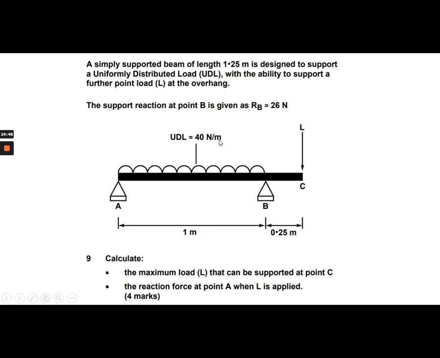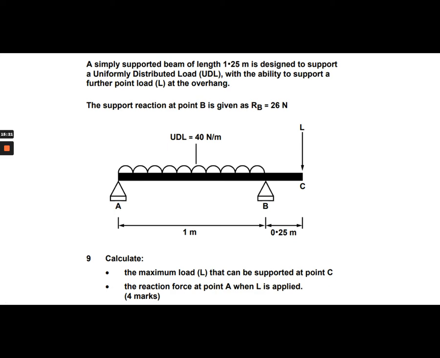It's 40 newtons per meter. It's only 1 meter, so it's 40 newtons acting down there. Okay, so you've got 40 newtons acting down. That moment from A would be 40 times 0.5. The moment from B would be 26 times 1, and the moment from C would be L times 1.25. That one is clockwise, this one is clockwise, that one's anti-clockwise.